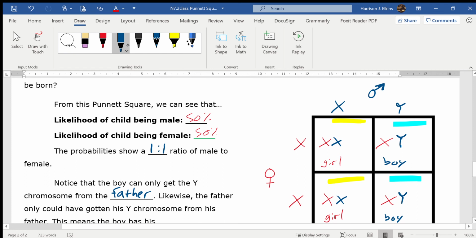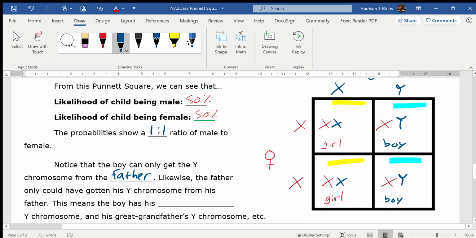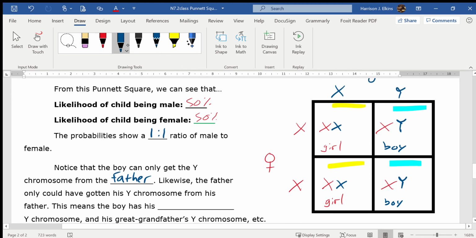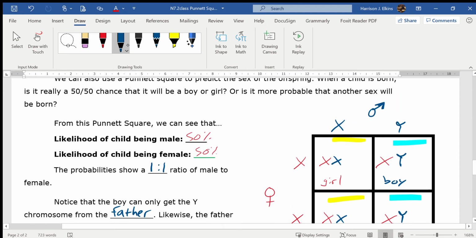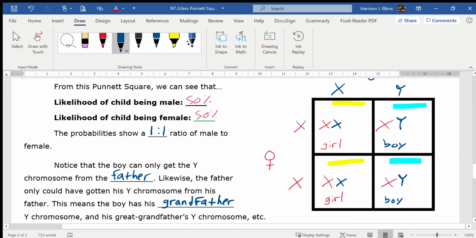Well, he would have gotten it from his father. He could not have gotten it from his mother. And his father would have gotten his Y chromosome from his father. So that means that this boy right here has his grandfather's Y chromosome, the father of the father, because it just keeps getting passed down, from the great-grandfathers and the great-great-grandfathers, okay? Maybe it mutates a little bit along the way, but for the most part, he has his father's Y chromosome, who has his father's Y chromosome, who has his father's Y chromosome, okay?